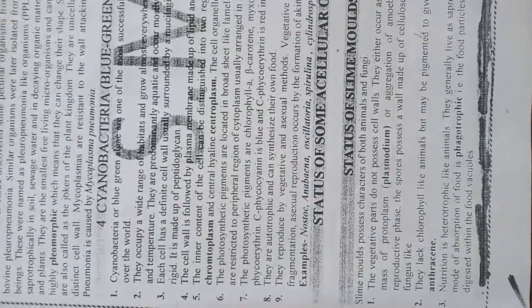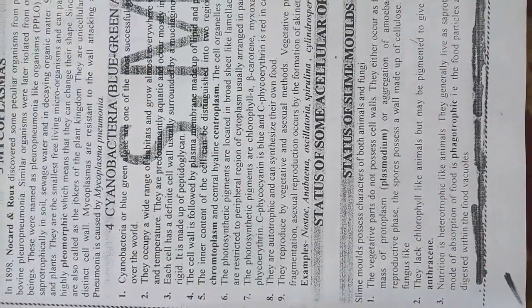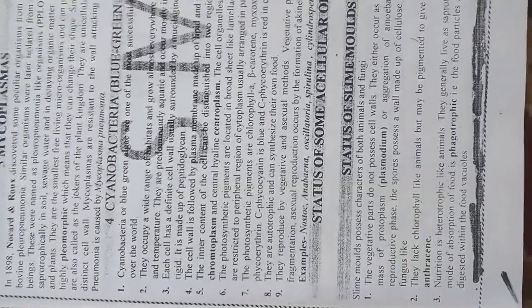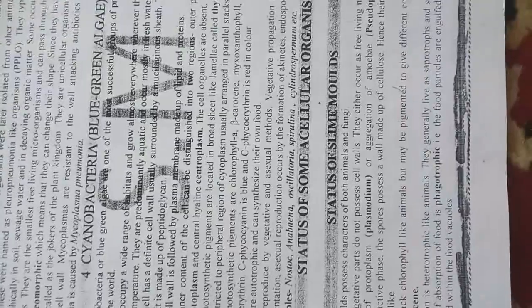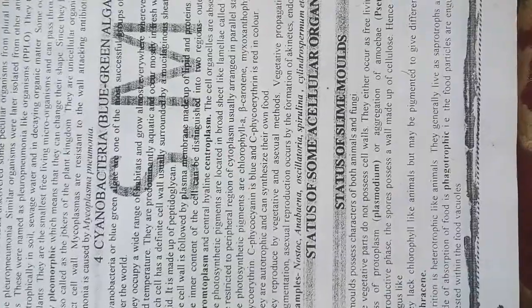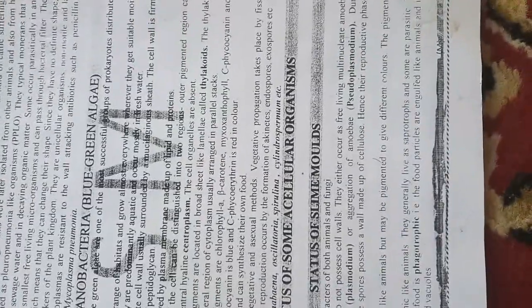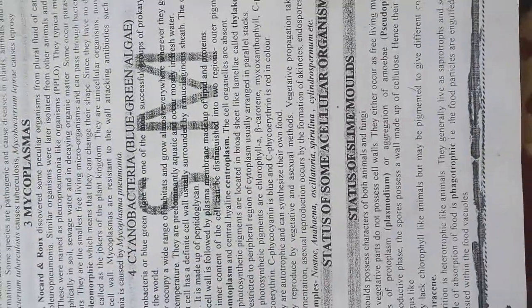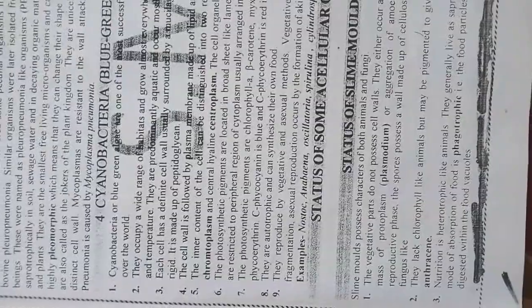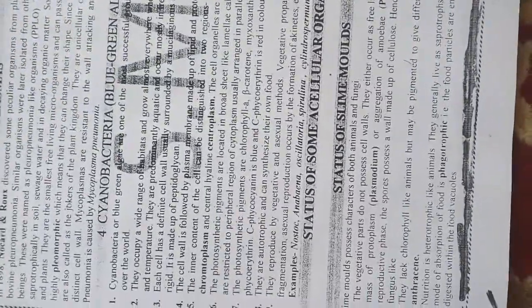Number 9th general character of these cyanobacteria is that they reproduce by vegetative and asexual methods. So here the reproduction is vegetative as well as asexual, while sexual reproduction is absent in the cyanobacteria, while genetic recombination has been found in some forms. Vegetative reproduction takes place by binary fission and fragmentation. So these are the two modes of vegetative reproduction. One is binary fission and second is fragmentation.